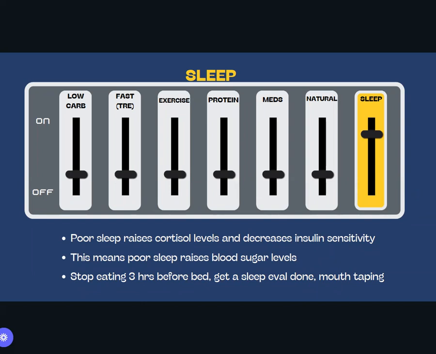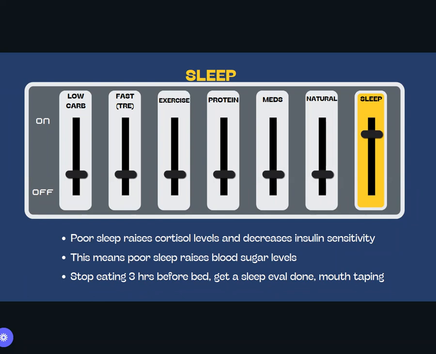Sleep. Big hack. Again, you have to do it anyways. But I guess sleep is less of a hack and more of a, if you don't do it, it's going to undermine all of your efforts to regulate your blood sugar. It really is problematic. Poor sleep raises cortisol levels, and that decreases insulin sensitivity. Another way of saying that is poor sleep causes insulin resistance. Poor sleep raises blood sugar levels.